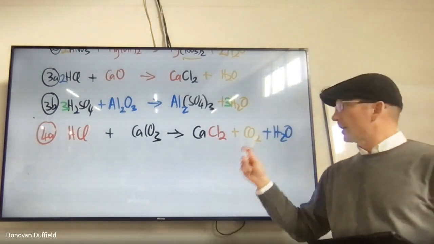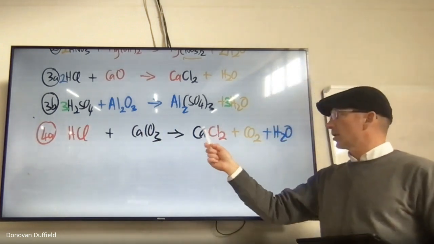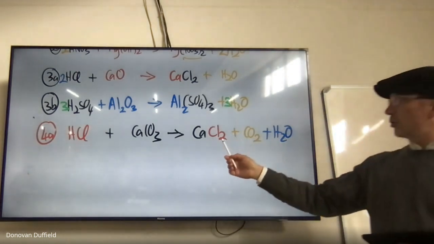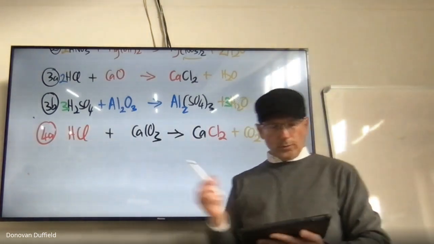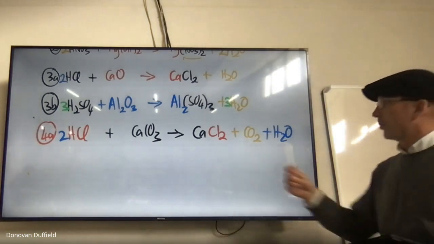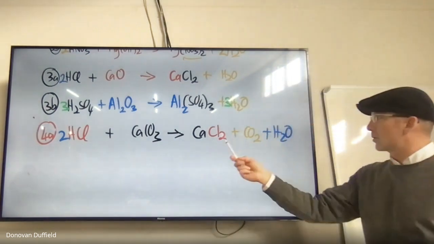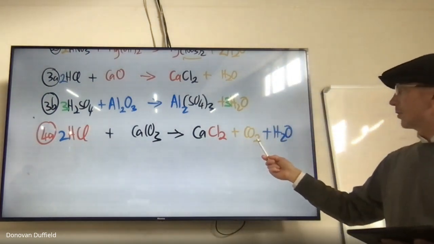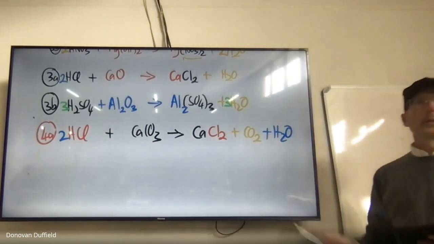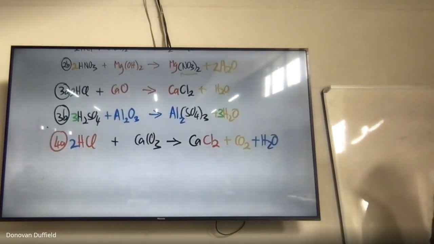Right, let's check our formulae. Plus 2, minus 2, plus 2, minus 1, so it's CaCl2, CO2, H2O. I've got 2 chlorines here, I need 2 chlorines there, so I'm going to times by 2. I have 1 calcium, 1 calcium. I have 2 hydrogens, 2 chlorines. I've got CO2, 1 carbon, 1 carbon. O3, O2 plus 1 is O3. Balanced. Okay.